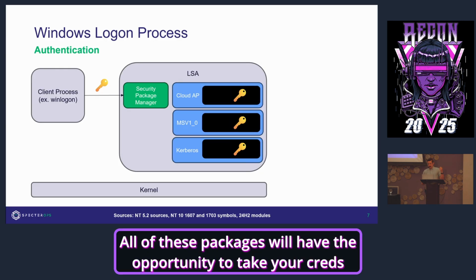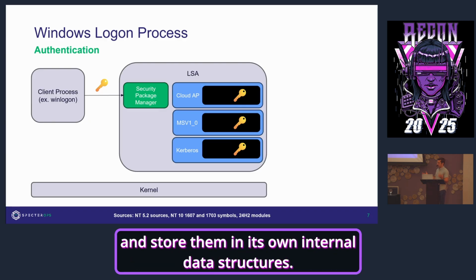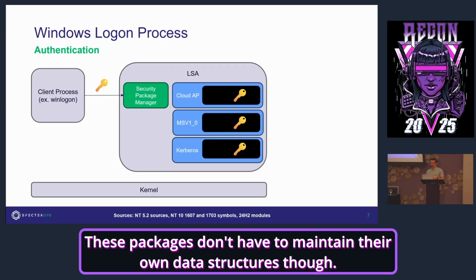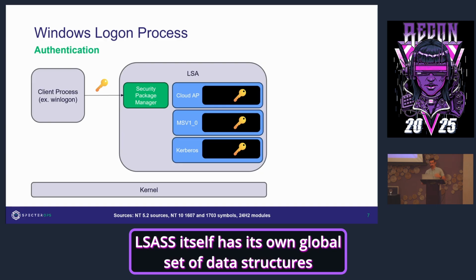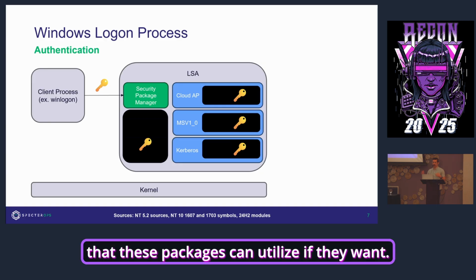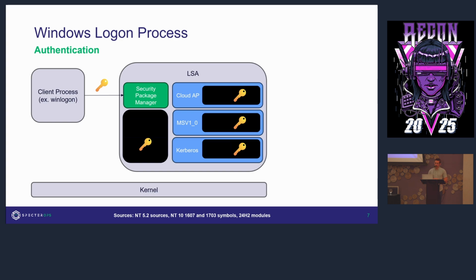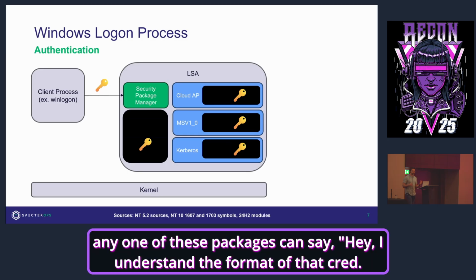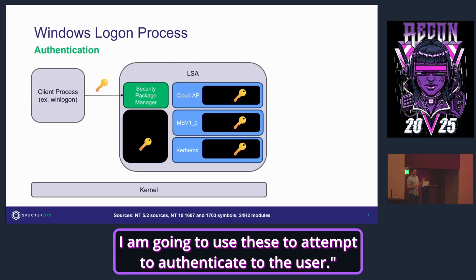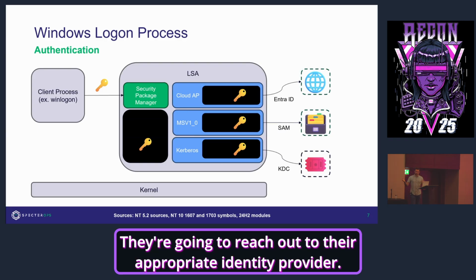All of these packages will have the opportunity to take your creds and store them in its own internal data structures. These packages don't have to maintain their own data structures, though. LSAS itself has its own global set of data structures that these packages can utilize if they want. After these creds are given to the packages, any one of these packages can say, hey, I understand the format of that cred. I am going to use these to attempt to authenticate the user. They're going to reach out to their appropriate identity provider.